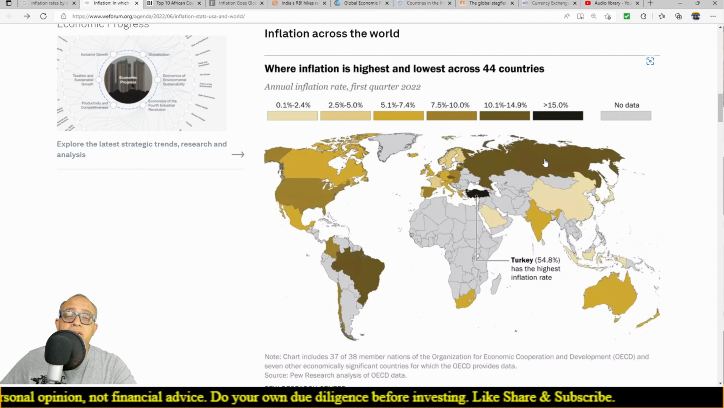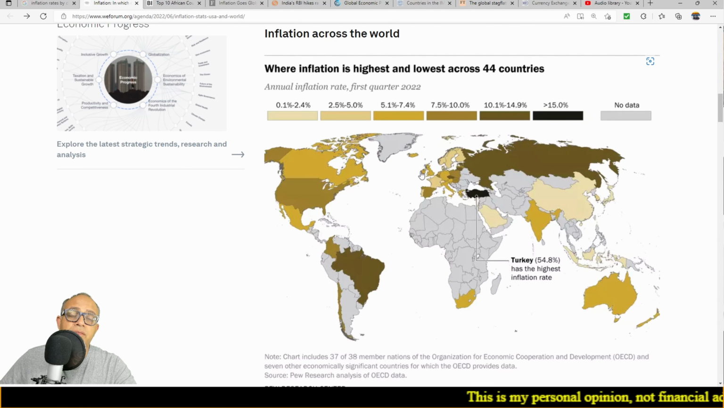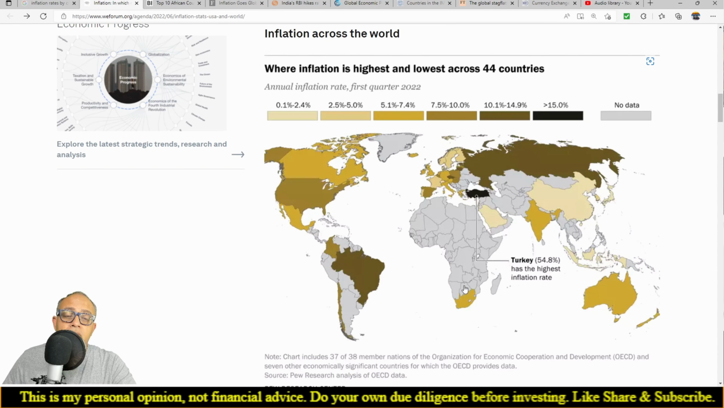The next is Russia and parts of South America, and afterwards most of the other countries are coming into the 5.1 to 7.4% range, which is Canada, Mexico, India, Australia, and also South Africa. So what this tells us is that worldwide we have got an inflation problem. Now let us look at Africa.